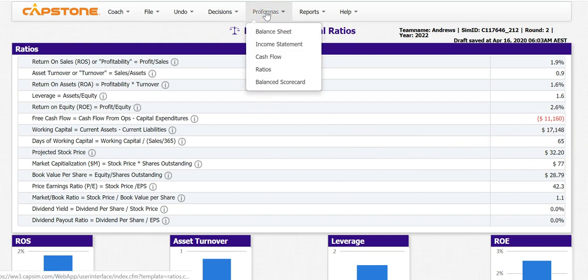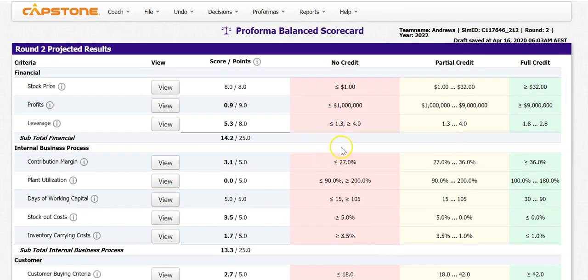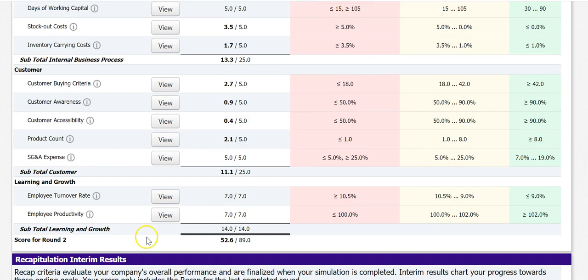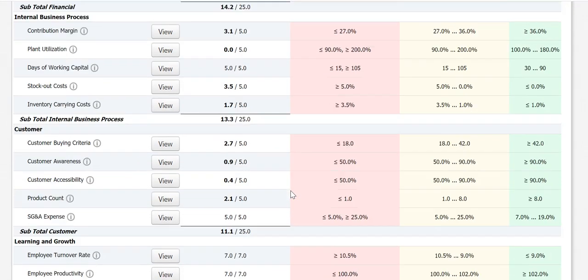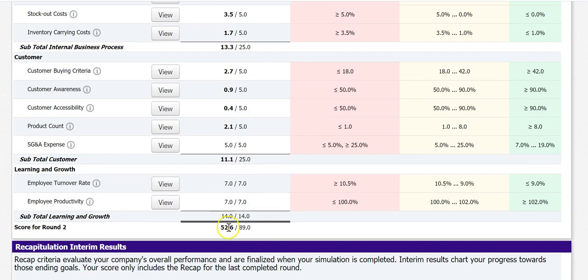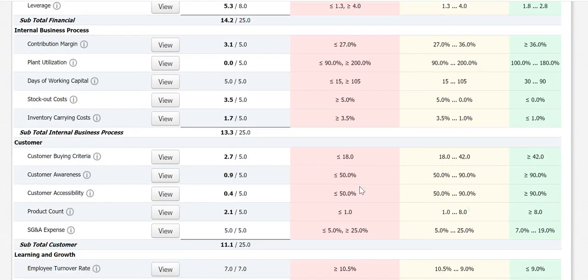So let's go back now and have a look at the balanced scorecard pro forma. Some of you have found this. Again, it's a work in progress, and this is why I encourage students not to go here initially. You'll see down here a score for round 2, which is 52.6 according to this. Typically, lots of times people come in and say, oh, but it told me I got 52.6, but then when I processed the round and looked at my balanced scorecard, it said I got 48.